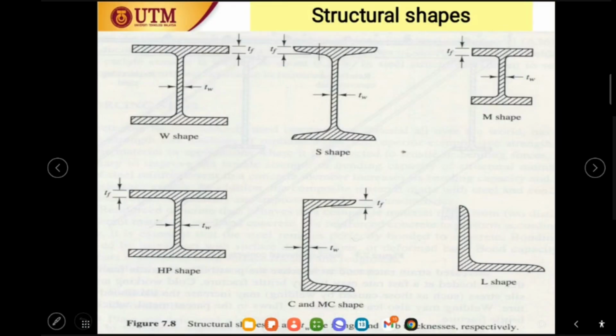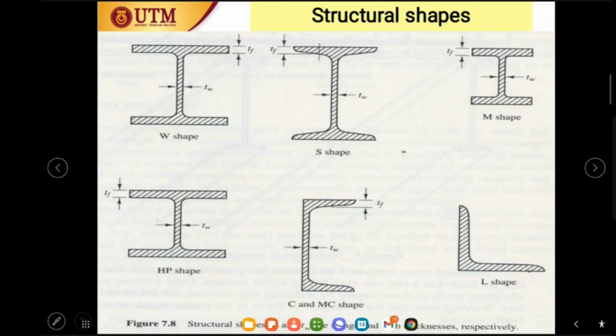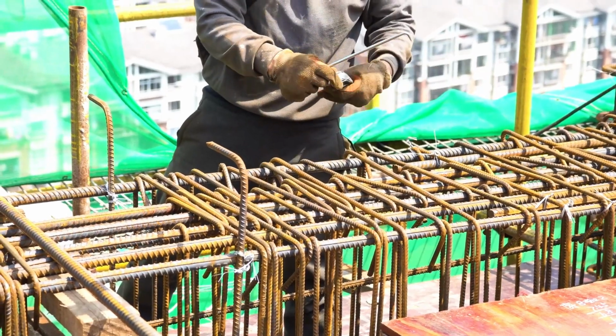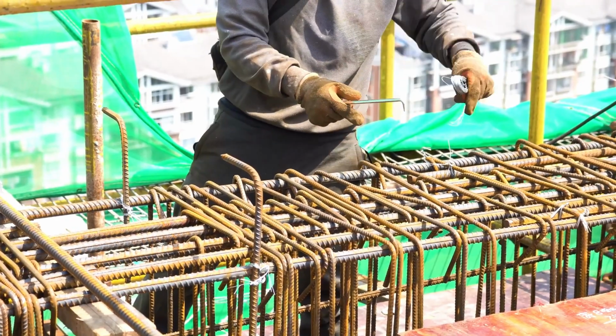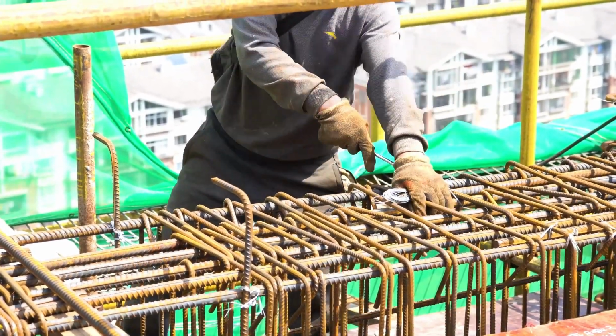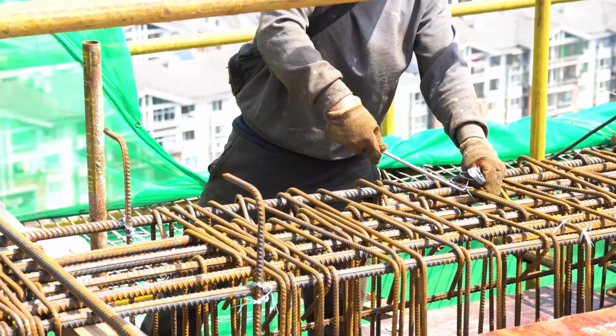Continue. So these are examples of varieties of steel sections: beam, column, C channel, L angle, T, and sheet piling, and so on. And for the steel products, like what we have already mentioned earlier, we have steel reinforcement, which we use in combination with concrete in order to make reinforced concrete.